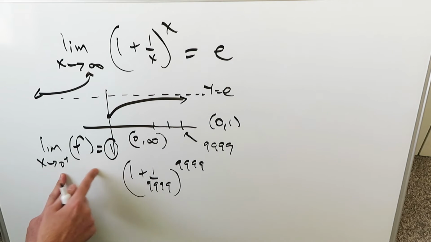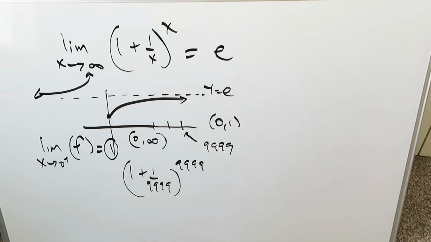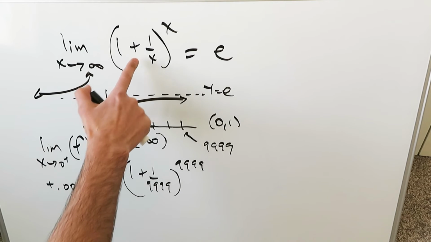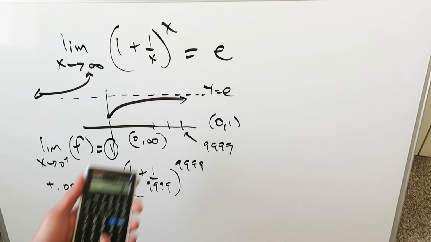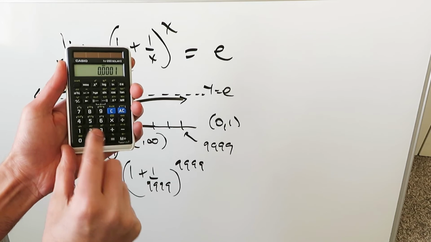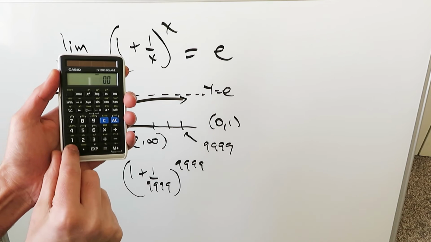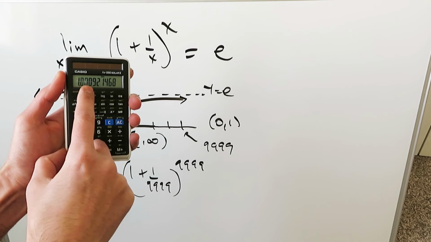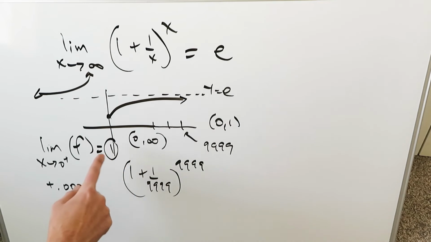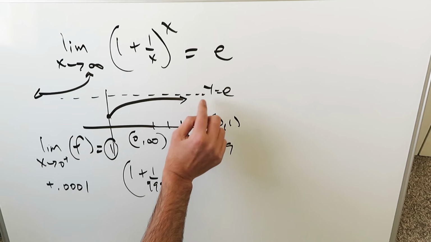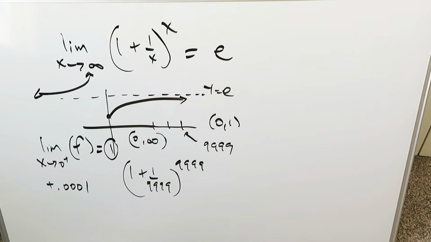We don't like that. But you can approach 0, and look what will happen. I'll show you here on the calculator. If I take a value close to 0 from the right, how about positive 0.0001, and I put that in this function. I'll do 1 divided by 0.0001, add that to the 1, and then exponent 0.0001. Look what I'm getting, 1.00. Eventually you'll get closer and closer to the value of 1. But this is exactly why you are approaching e, because your function is approaching a horizontal asymptote. y equals e is the equation of that horizontal asymptote.